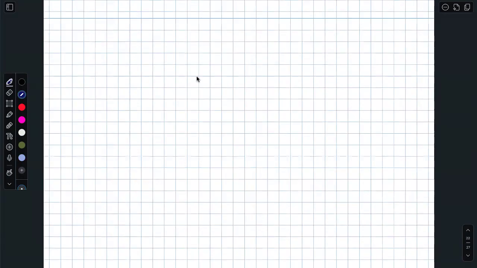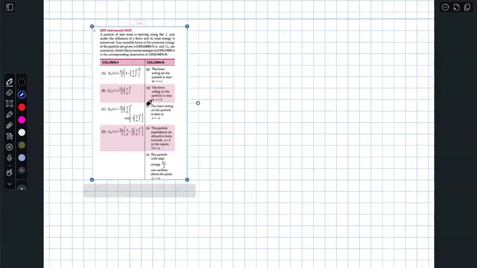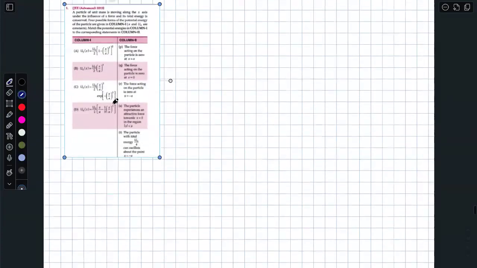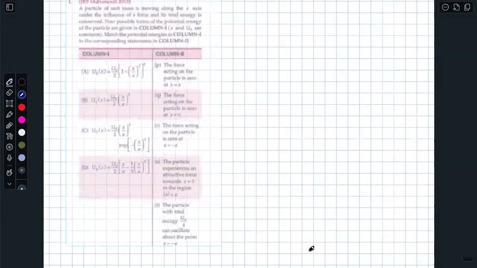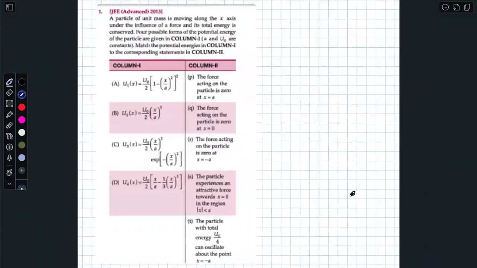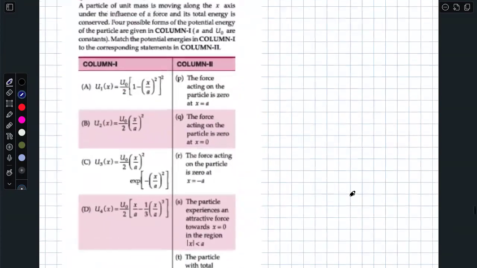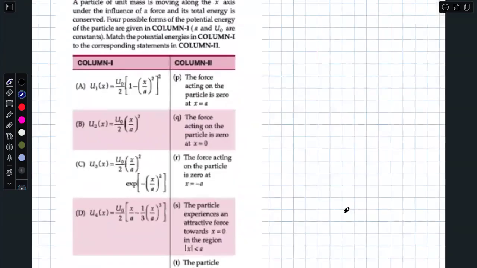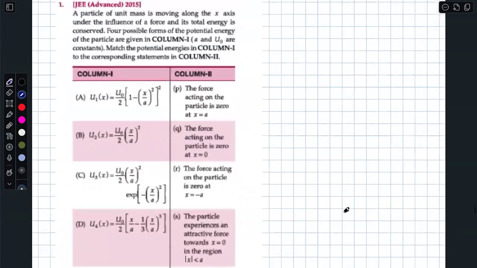This is a jumbo question. This will test your mathematics skills. Hold on, I'll zoom this up. You see only one after the other. Let me try.